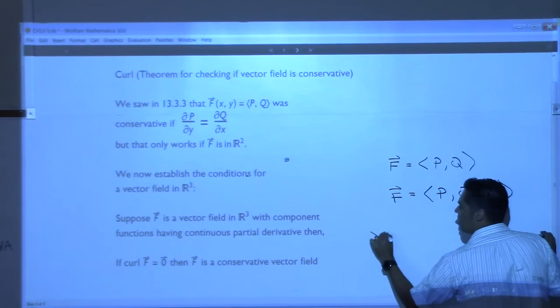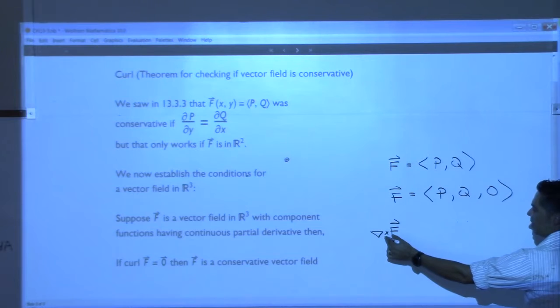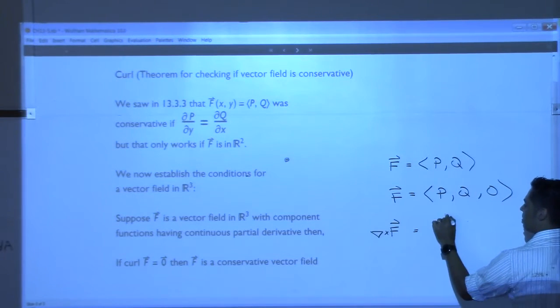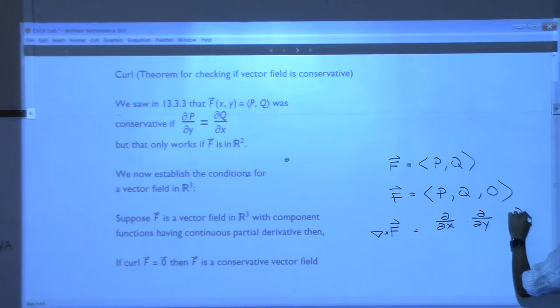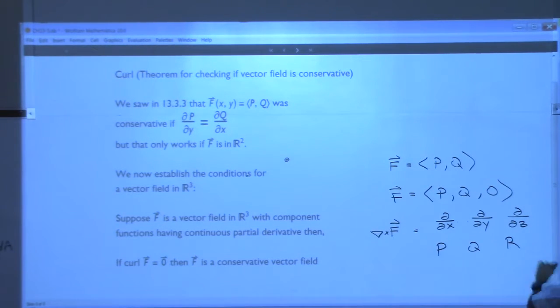And then when I calculate the curl, crossing the gradient with the field, this will give us partial with respect to x, partial with respect to y, partial with respect to z, and then this will be P, Q, and R, right? P, Q, 0, thank you.